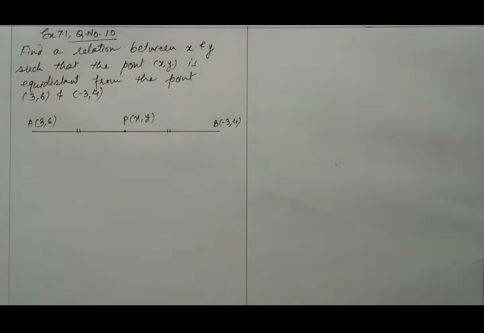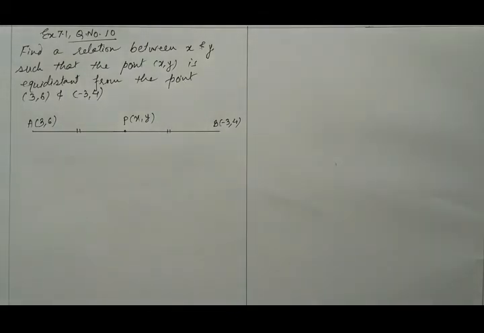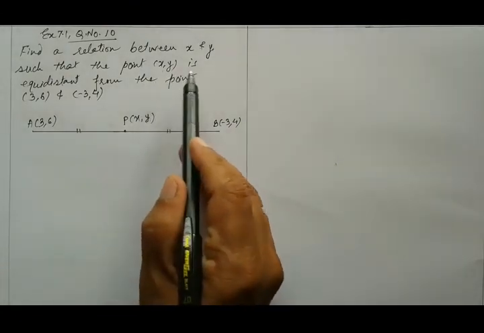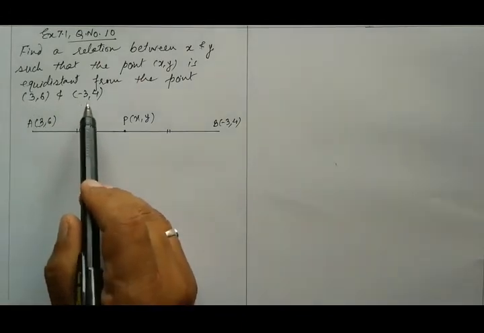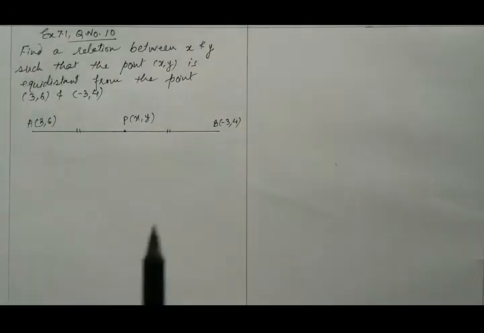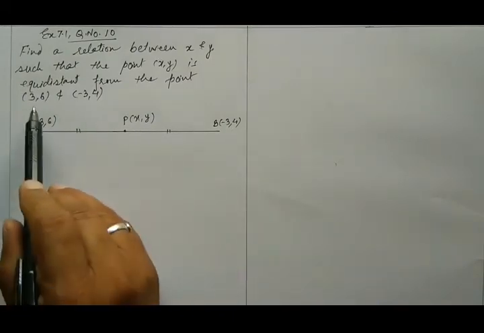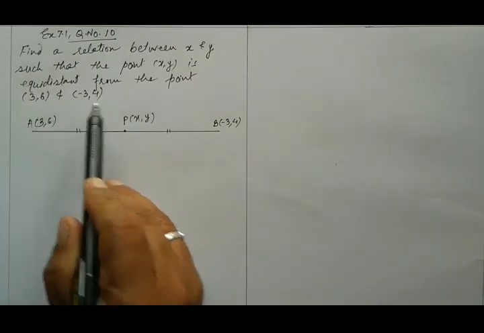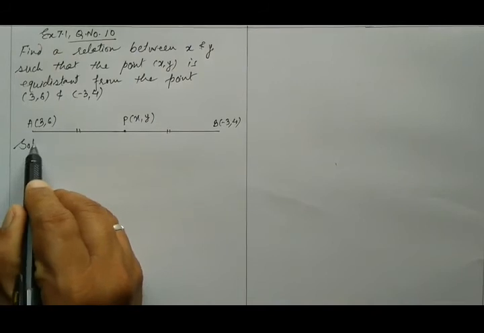Let us see question number 10. Find the relation between x and y such that a point (x, y) is equidistant from the points (3, 6) and (minus 3, 4). Here is a diagram I have drawn this way. P is equidistant from A and B. This I have considered as A and this as B. Okay, so diagram is not necessary. If we draw it, it's well and good.